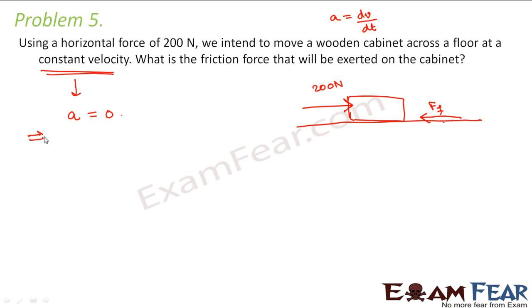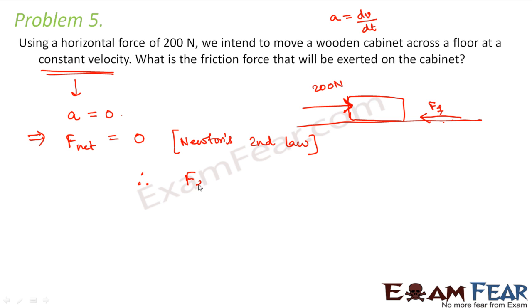Now acceleration 0 implies that the net force acting on this cabinet should be equal to 0 according to Newton's second law, because Newton's second law states that force is equal to mass into acceleration. So if acceleration is 0, the net force acting on this object should be equal to 0. Now when will the net force be equal to 0? When for this force there is another equal and opposite force acting. Now from Newton's third law we know that equal and opposite forces exist. For every action there is an equal and opposite reaction. So this frictional force has to be equal in magnitude to this force.